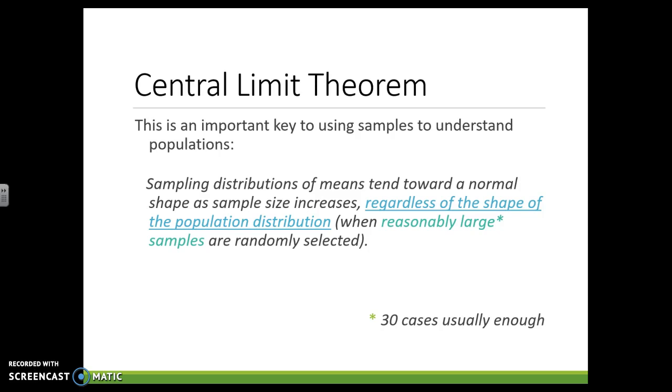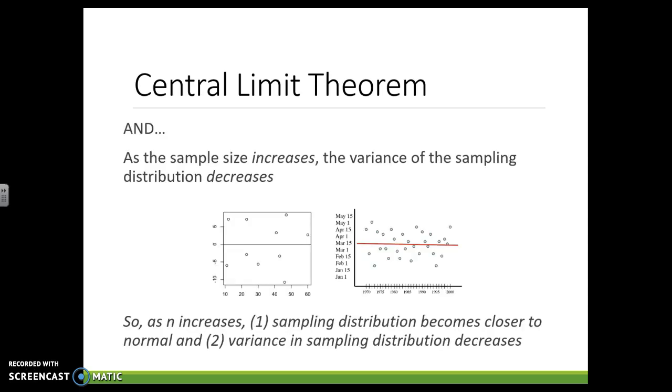30 is a magic number that has come from theoretical statisticians. Yes, that's a job. They did lots of simulations of random data sets, and they determined that if you have 30 cases, you're usually good, and it will follow this normal distribution. And they noted that as sample size increases, the variance of the sampling distribution decreases.